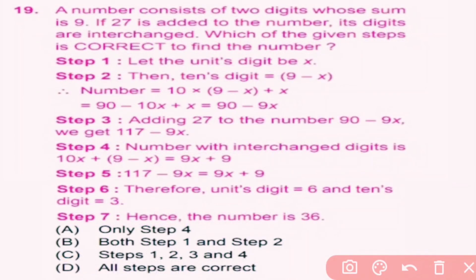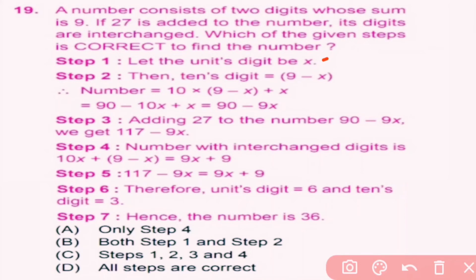Question number 19. A number consists of 2 digits whose sum is 9. If 27 is added to the number, its digits are interchanged. Which of the given steps is correct to find the number? So here step 1 is, let the unit digit be x. So this step is correct. Step 2, then the tens digit will be 9 minus x because their sum is 9.